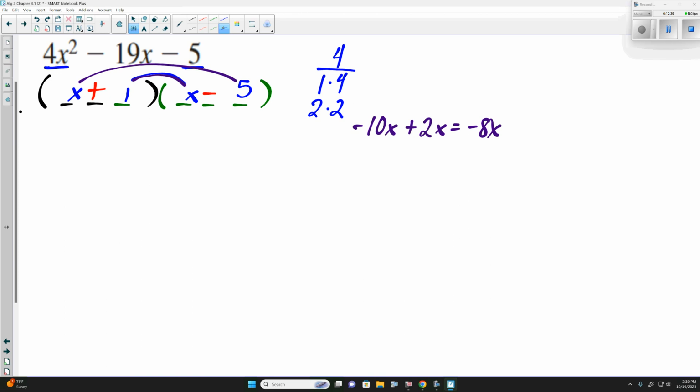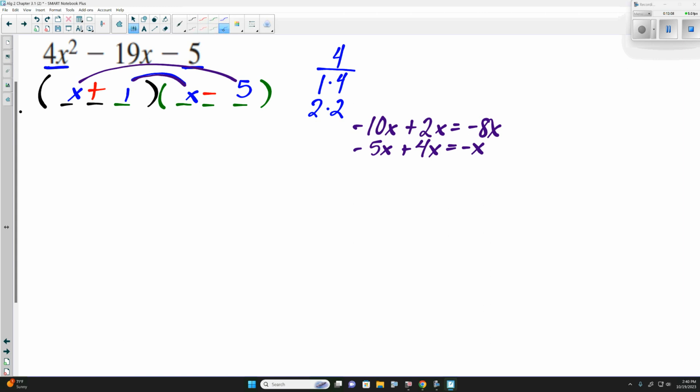Now the question is, where do we want to put the 4? So we check this here. x times negative 5 is negative 5x. 1 times 4x is plus 4x. Negative 5x plus 4x is negative x. So what can we do next? Do we have to change the 4 and the 1? Yes, we can change the 4 and 1.